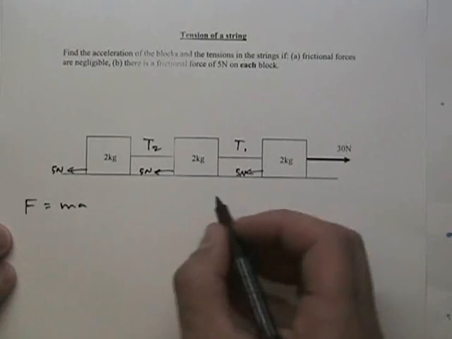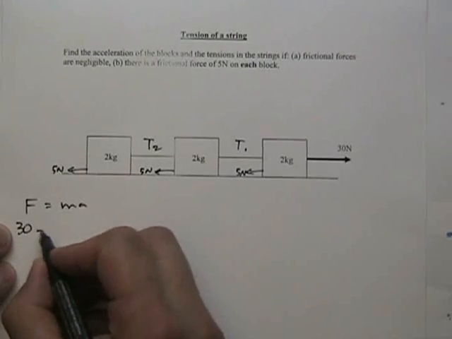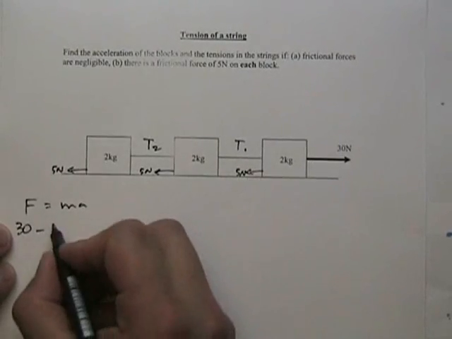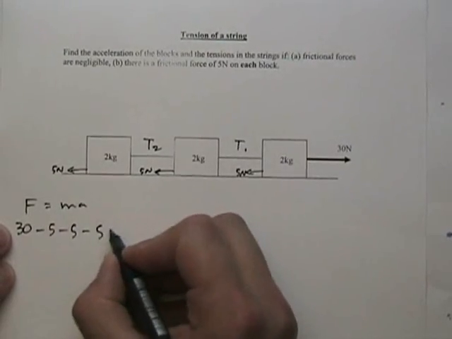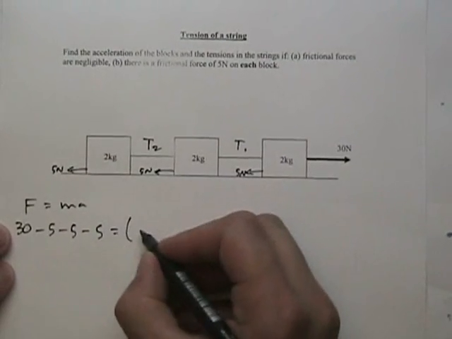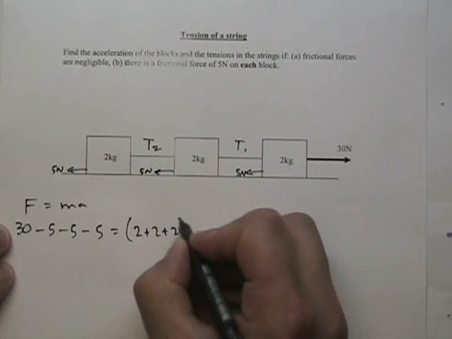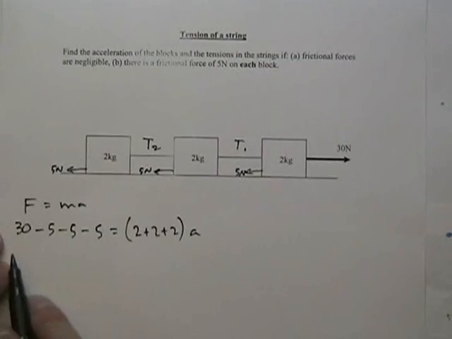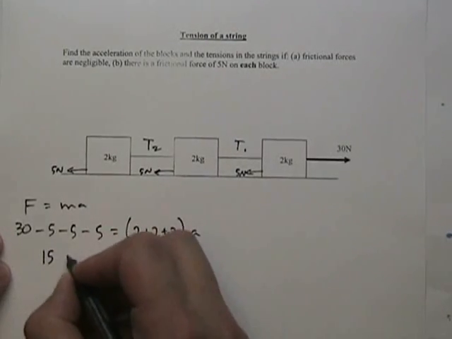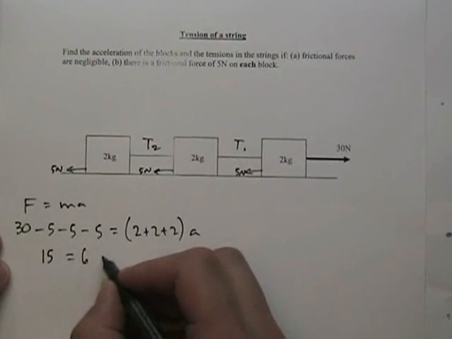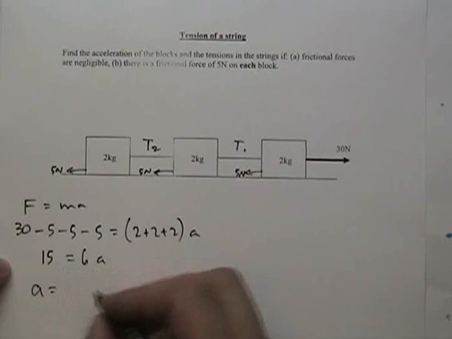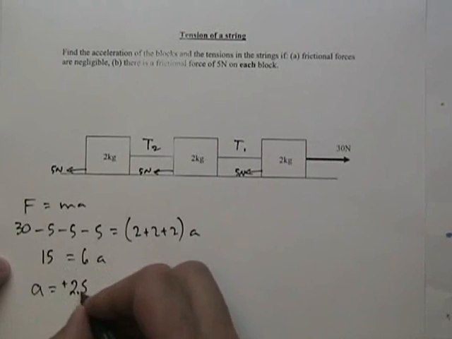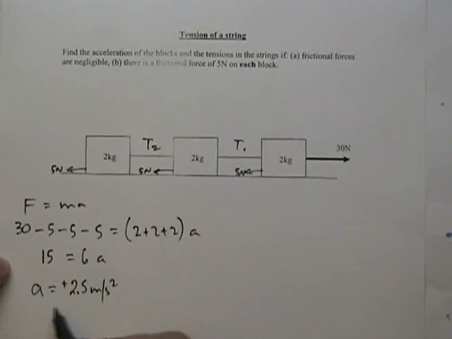30 is pulling it, but now we have to negate all of these 5s. So negate this 5 off, then negate that 5 off, and that 5. Your masses are all added, so that's 2 plus 2 plus 2 times acceleration. So 30 minus 15 is 15, which is equal to 6a. So your acceleration is going to be 15 divided by 6, which is positive 2.5 meters per second squared.